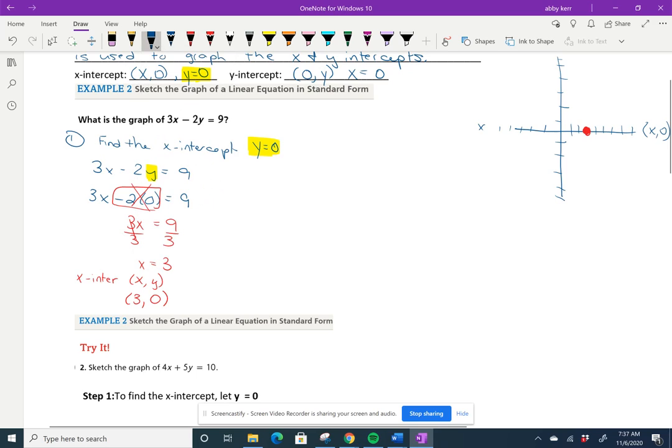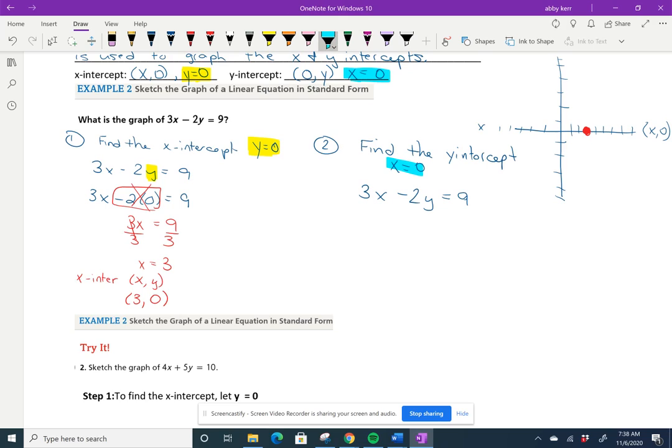Now for the y-intercept, which is our step 2, if you look back on the top of our notes, it says that our x equals 0. Our x equals 0 because we're not going left or right any on the y-intercept. So then it's going to be x equals 0. And this is the part where you want to be careful. You want to go back to the original equation. The original equation was 3x minus 2y equals 9.